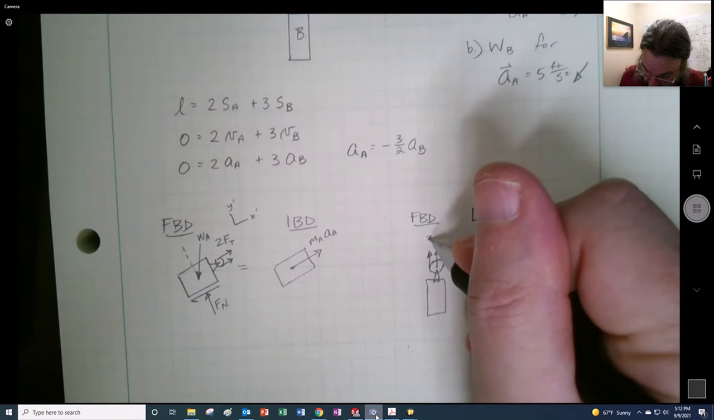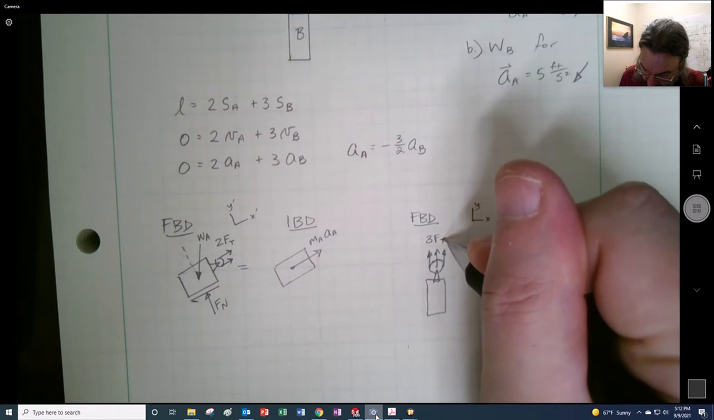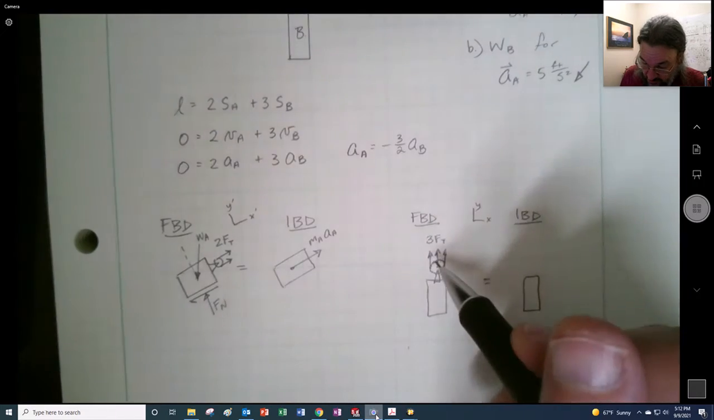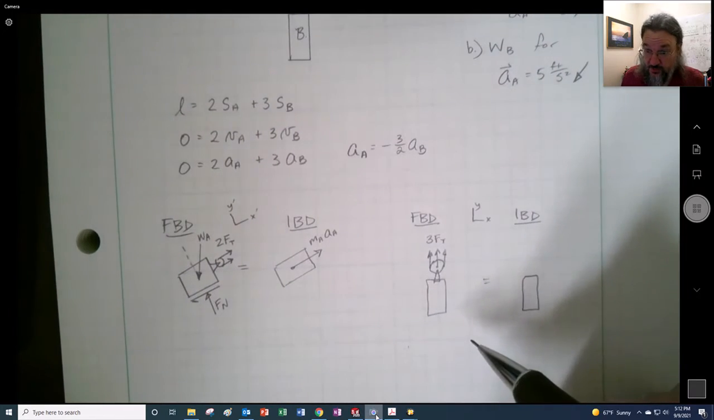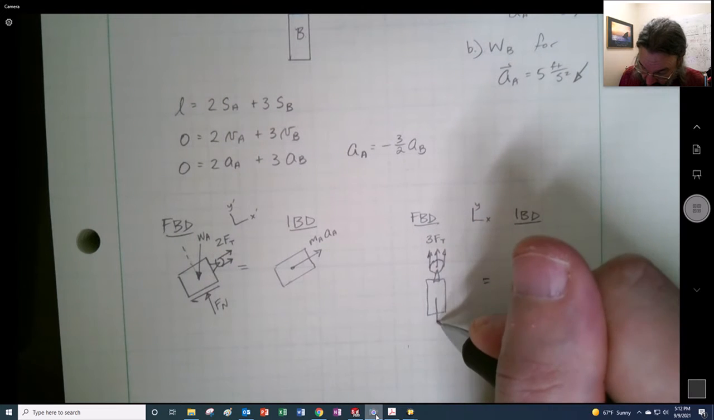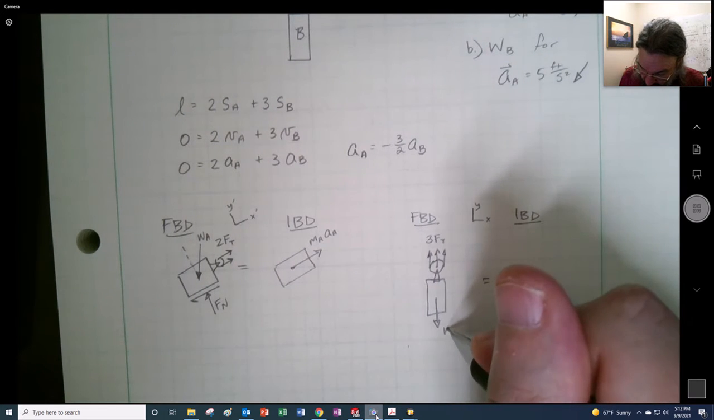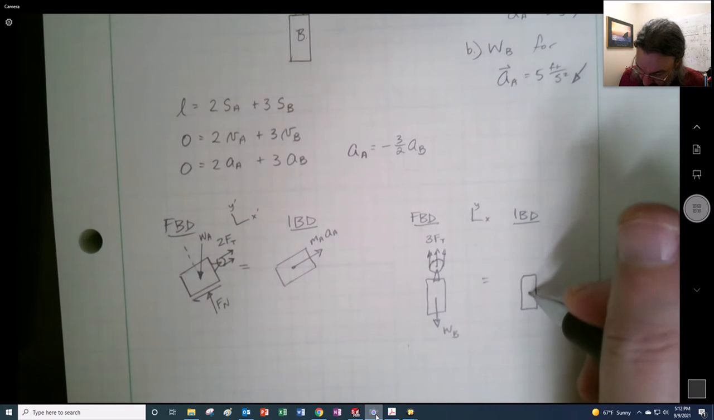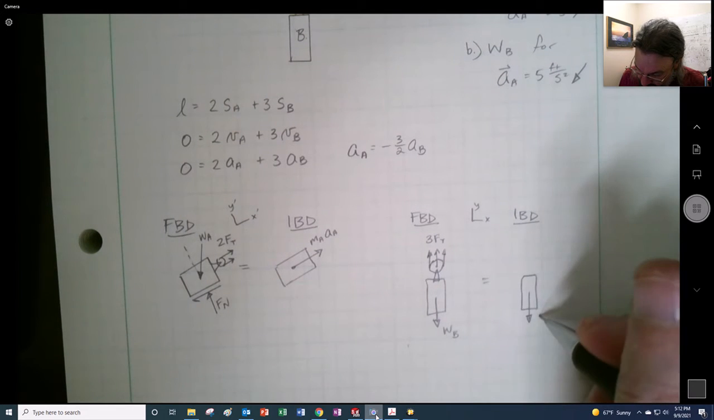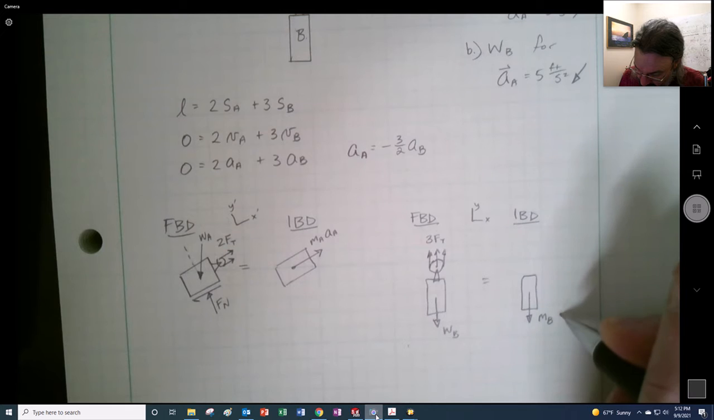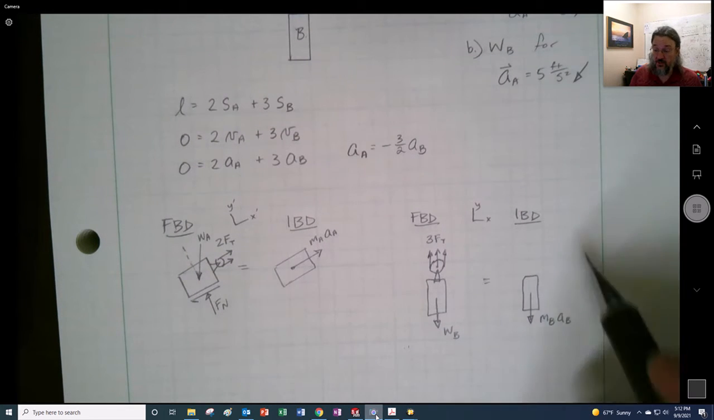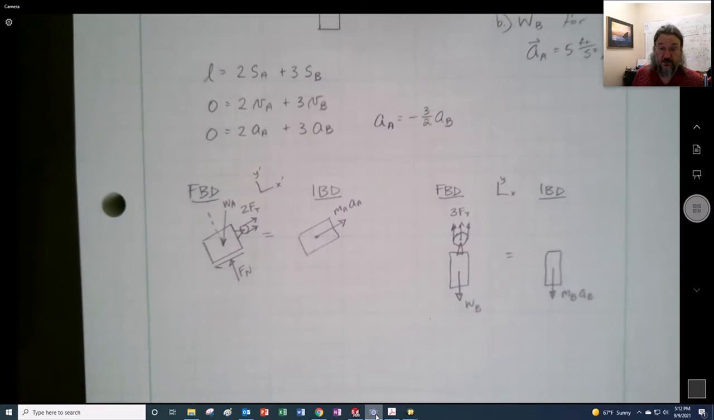So we're going to have 3 FT right there. So there's the tension in the rope, but where we've cut the ropes off so we can see inside. And then we're also going to have the weight of B. Now this thing is now going to accelerate downwards, so we're going to have the mass of B times the acceleration of B. And then that's all that belongs on over on that side.